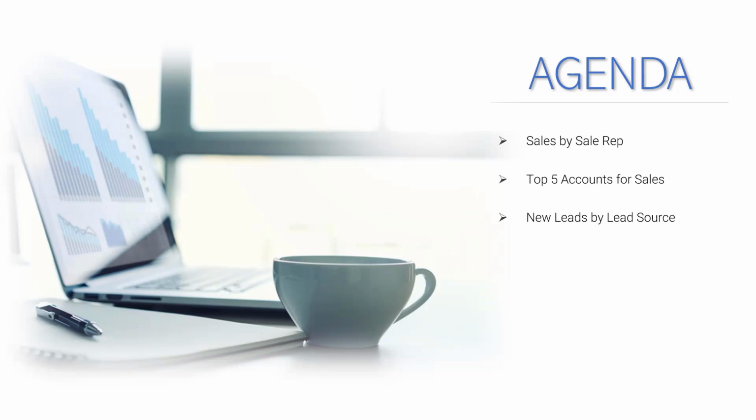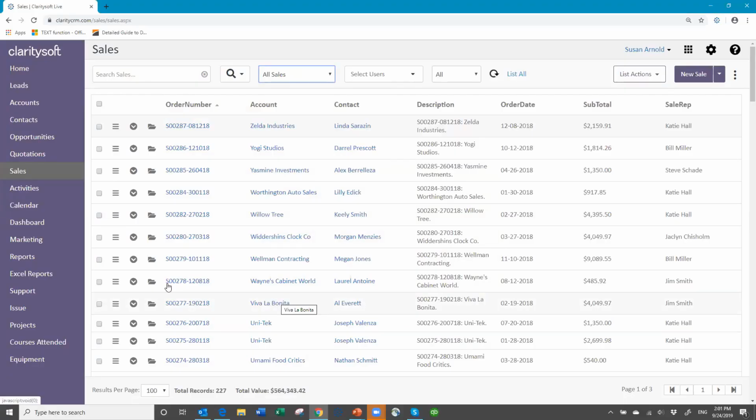So let me switch to my Claritysoft. I'm in the sales module in Claritysoft. And a lot of times what I like to do is go to the module itself and look at the data that's there just to get a general idea of what I should see in my dashboard when I create it. I like to do the same thing before I create reports in Claritysoft. Use the filters up here to pull up a list just to see what I'm going to see so that I know that when I create the report or the dashboard, I'm on the right track.